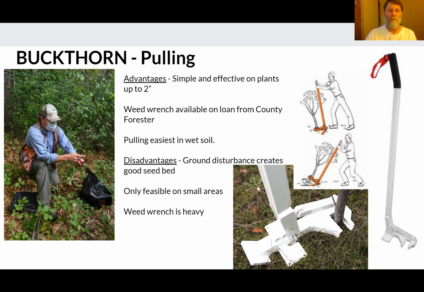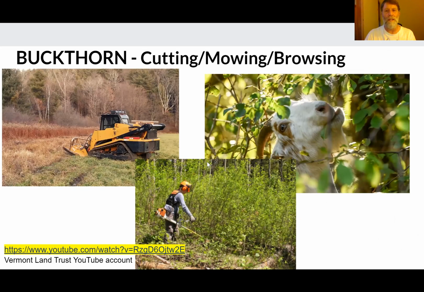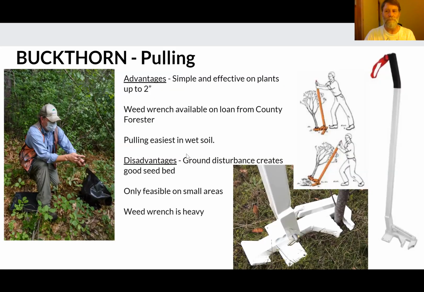So one of the disadvantages of this kind of thing is that it does result in some ground disturbance. So if you are pulling plants or using a weed wrench, if there's a lot of leaf litter or something, if it's not a big area, you can try to cover over that, so there isn't quite as good a seed bed for seeds to get started.